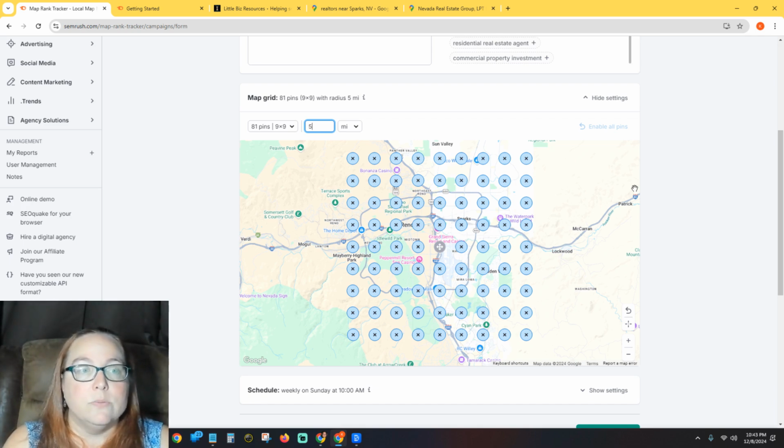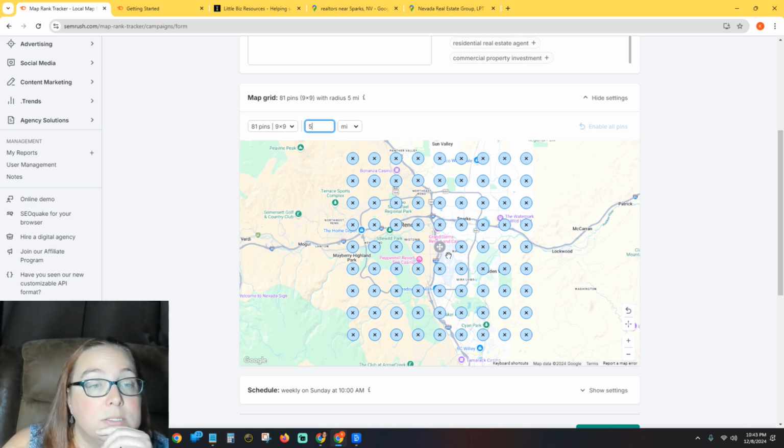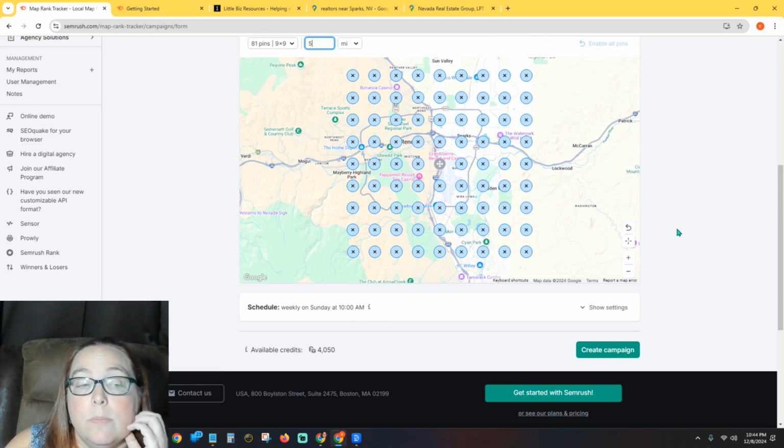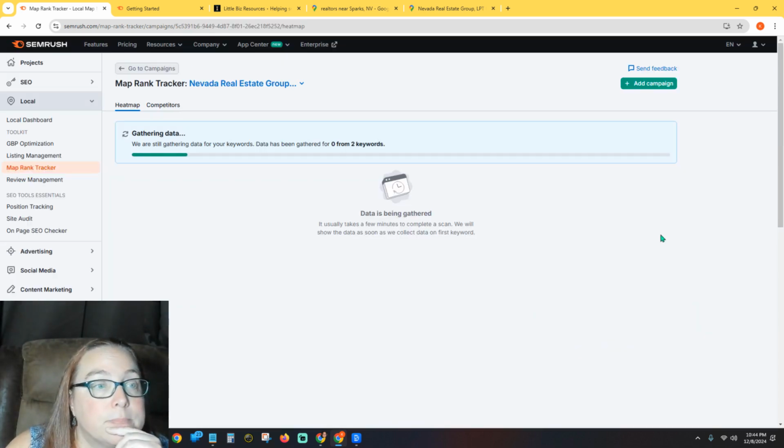I think 5 miles is probably pretty realistic. In fact, this one says within 5 miles, it's going all the way into Sparks, which is not accurate, because 5 miles is probably like here. Well, anyway, it'll show you something on that. And then they say that this is a schedule so you can get your rankings and where you're at. But again, you're creating this campaign and it's going to cost you credits. So I'm just going to say create campaign so you can see what it looks like.